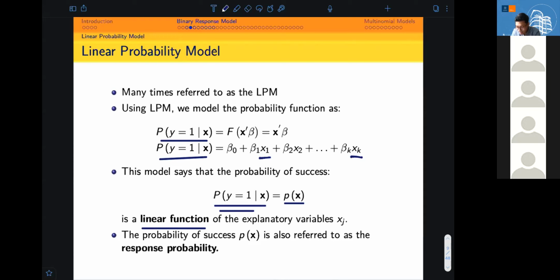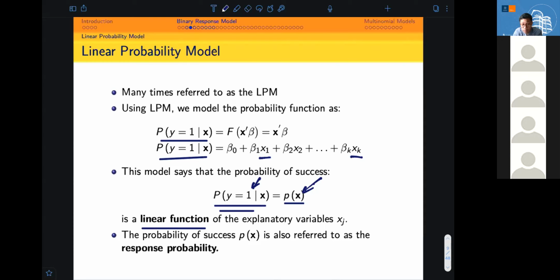Okay, but again, just to give you another emphasis on some of the definitions that we're going to use. So P of x, or the probability y equals 1 conditional on x, is going to be referred to as the response probability, or the probability of success, conditional on some observable. So that's a linear probability model.